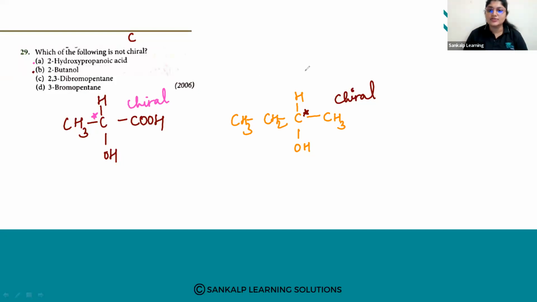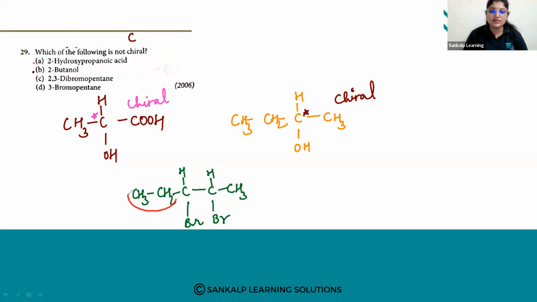Now we'll go for the next one, 2,3-dibromopentane. Pentane means 5 carbons, 1, 2, 3, 4, 5. Add bromo at positions 2 and 3. I can write one bromo here and at the third position another bromo. The rest are CH3 and CH2. Then here one CH, here one CH, and this is CH3. So check for the chiral centers.